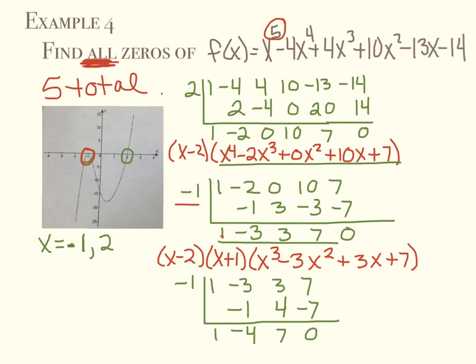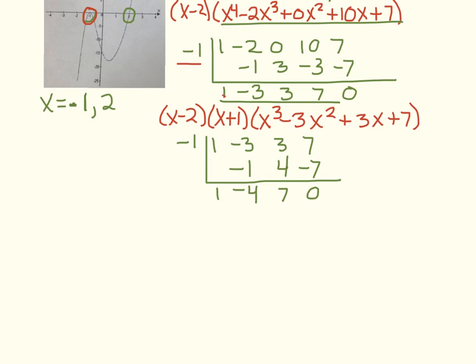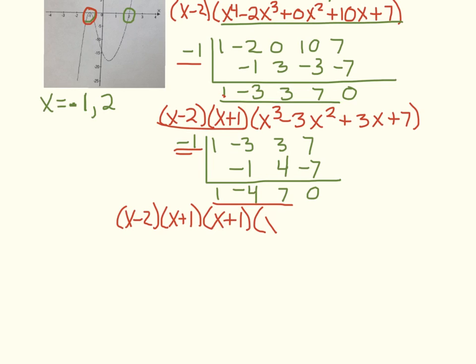Okay, I'm going to scroll all this up. Hold on a sec. All right, so we had x minus 2, and we had x plus 1 already. So these guys get to stay. This -1 tells me that we have another x plus 1. And then these numbers give me, down another power would be x to the second minus 4x plus 7.